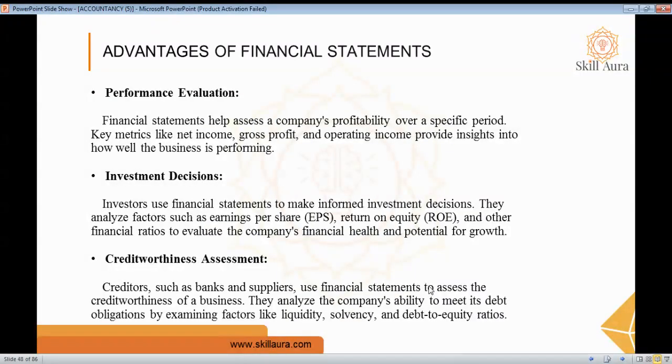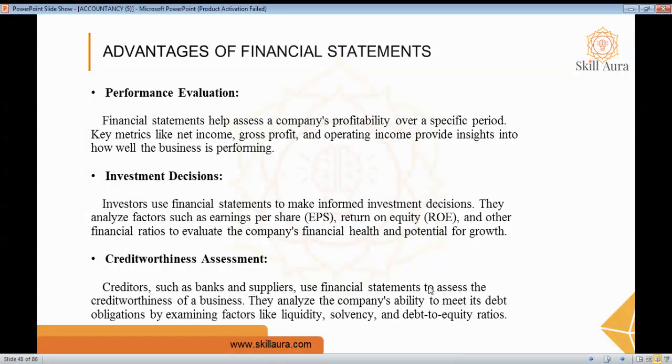What are the advantages of financial statements? The first one is performance evaluation. Financial statements help assess the company's profitability over a specific period, and they use key metrics like net income, gross profit, and operating income to provide insight into the company's performance with the help of these three financial statements. So it is one of the advantages of financial statements.